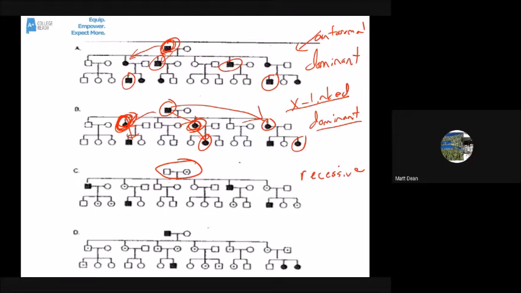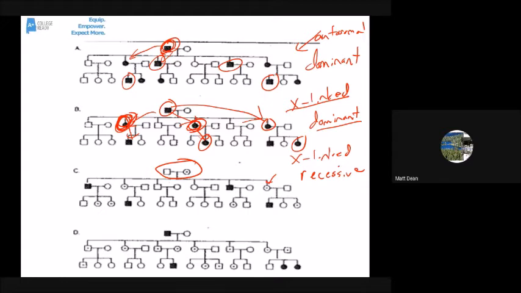Next question, are males and females affected equally? And we can see that only males in this pedigree are affected. Now, you might think Y-linked, but this can't be Y-linked because females are carrying it. So this trait has to be an X-linked recessive kind of thing. X-linked recessive.